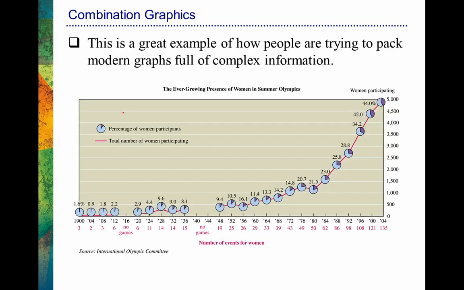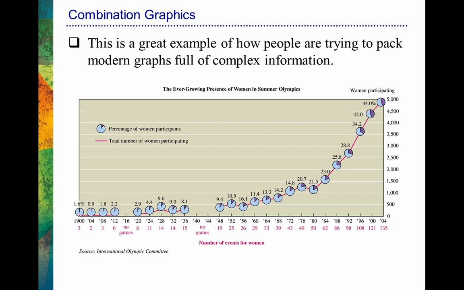Let's just close here by looking at combination graphics. Combination graphics put together a variety of different techniques. And this right here is a really good example of how we can pack these graphics full of information. Now, that's a good thing and a bad thing, right? Sometimes I can put too much information in a graphic. This one has a lot, but it seems like it's easy enough to pick it apart. It's looking at the ever-growing presence of women in the Summer Olympics. So this wedge right here, this little pie chart, is showing the percentage of women who are participants.